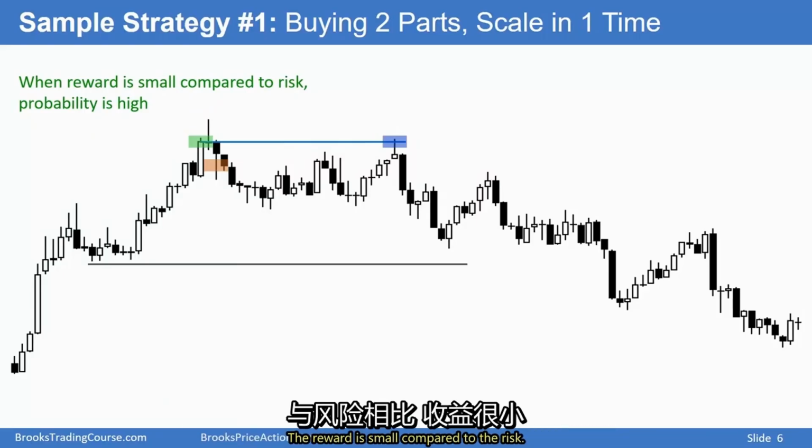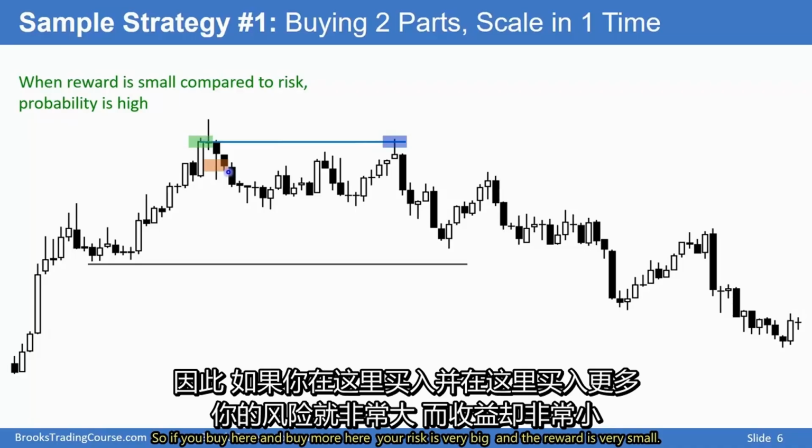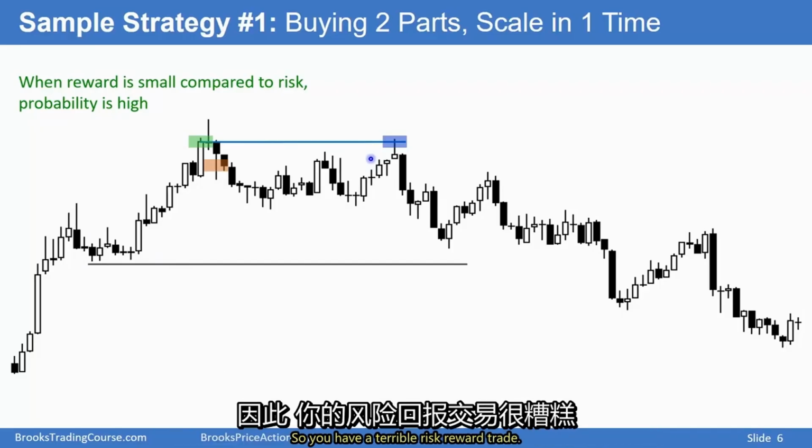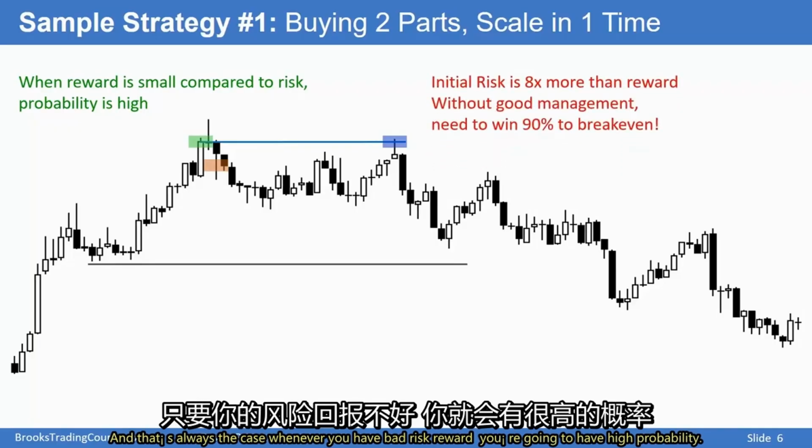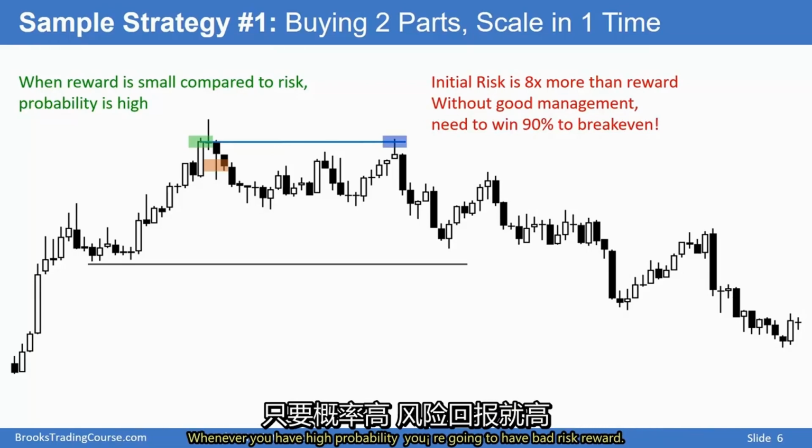The reward is small compared to the risk. So if you buy here and buy more here, your risk is very big and the reward is very small. So you have a terrible risk-reward trade, but with a 10-bar bull microchannel, you have a very high probability of at least avoiding a loss. And that's always the case. Whenever you have bad risk-reward, you're going to have high probability. Whenever you have high probability, you're going to have bad risk-reward.